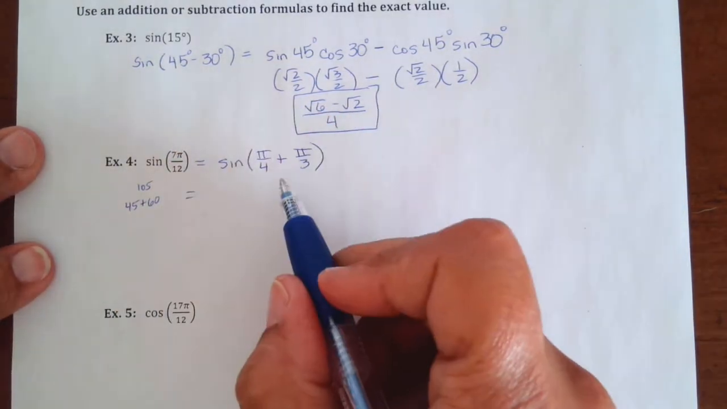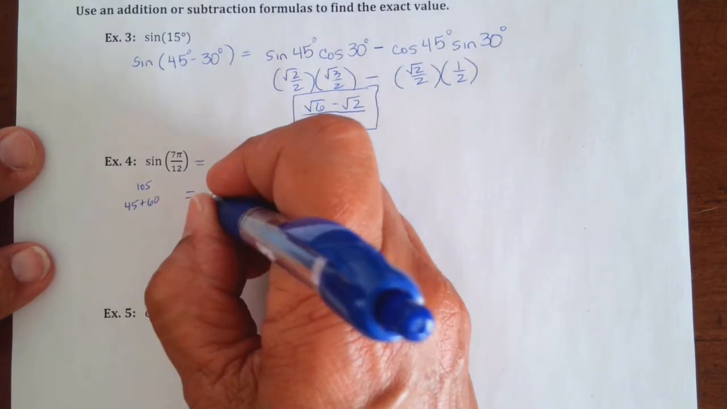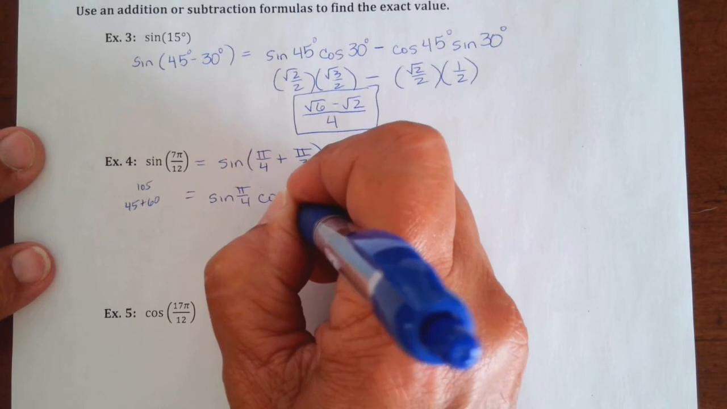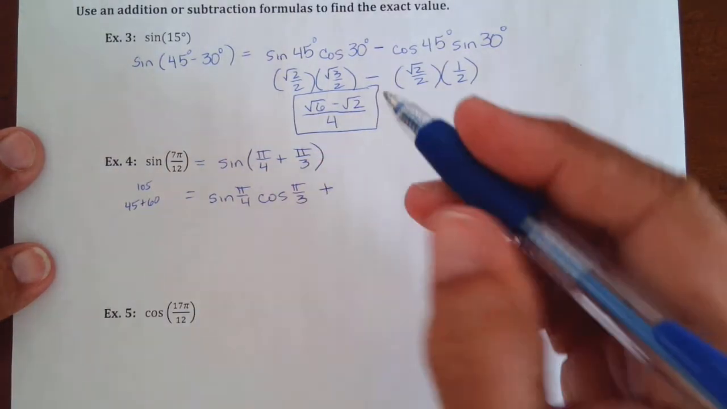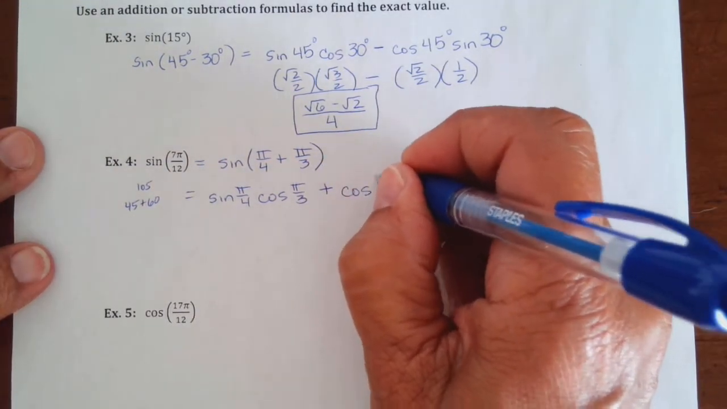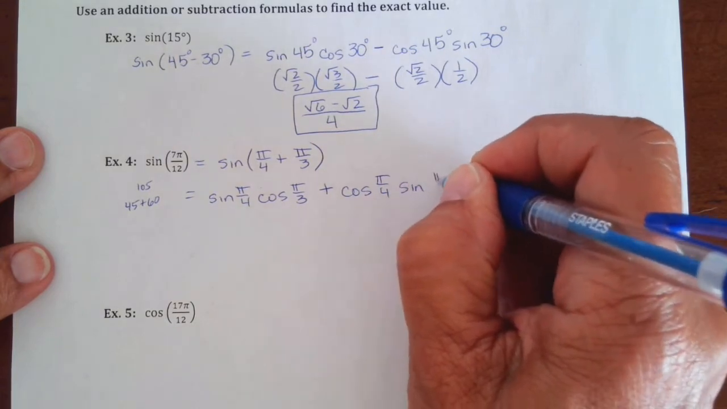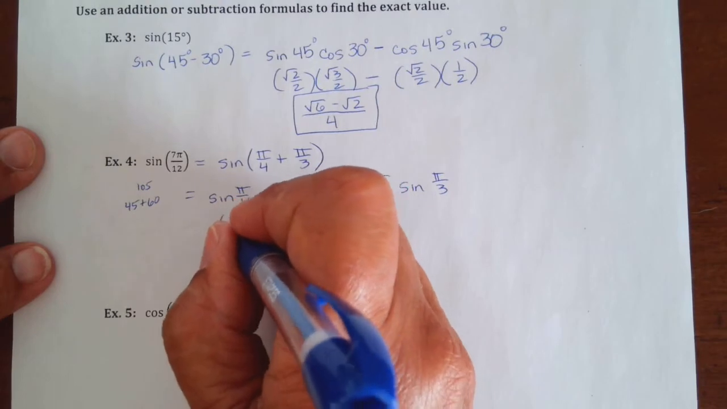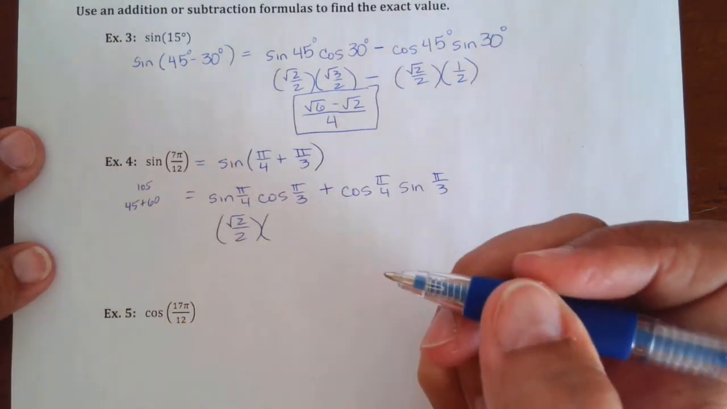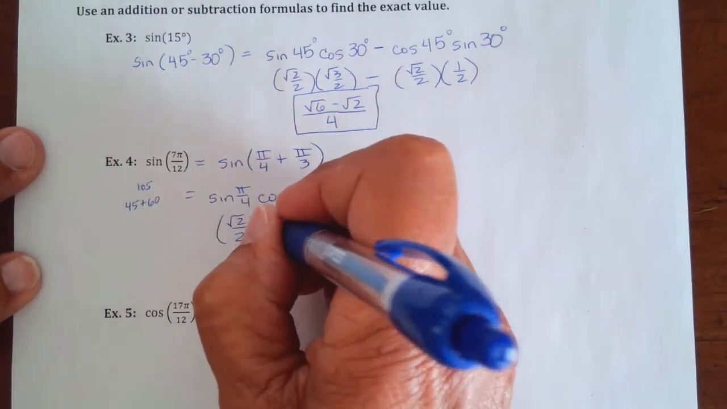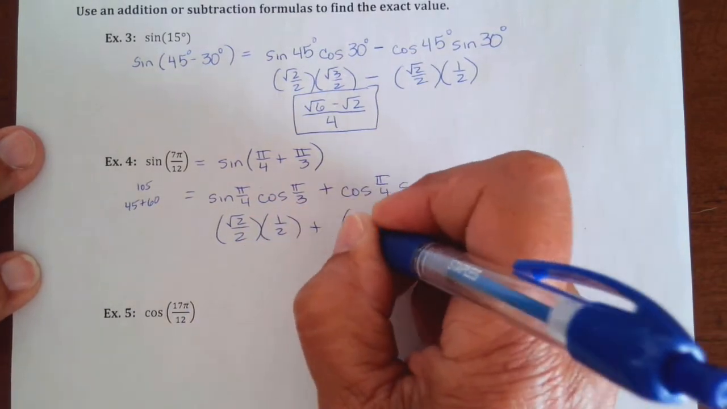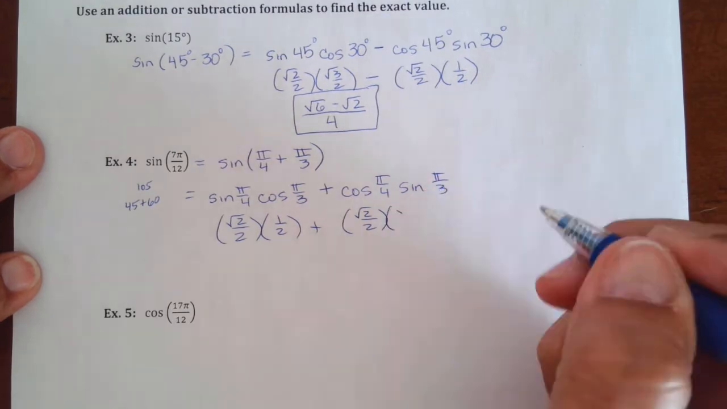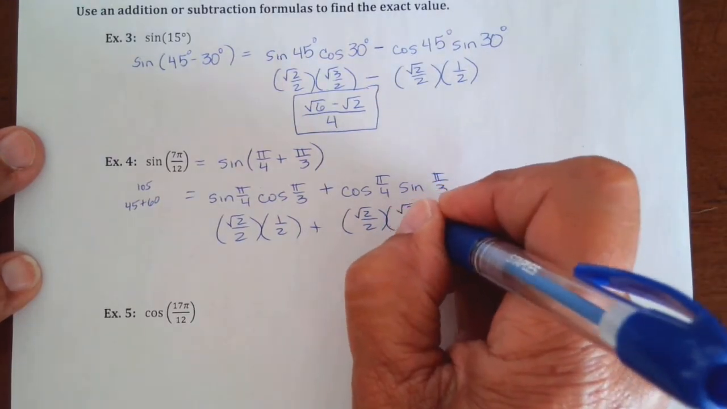All right, so this is sine with a plus in the middle, so different words. So sine pi over 4, cosine pi over 3. Same sign in the middle, so plus. And then change your words, cosine pi over 4, sine of pi over 3. Okay? Fill those in, sine of pi over 4, square root of 2 over 2. The cosine of pi over 3 is 1/2. Cosine of pi over 4, square root of 2 over 2, and the sine of pi over 3 is the square root of 3 over 2.